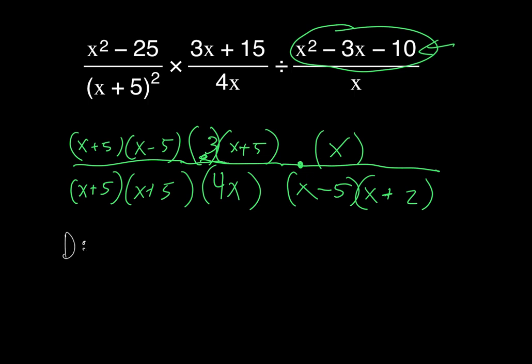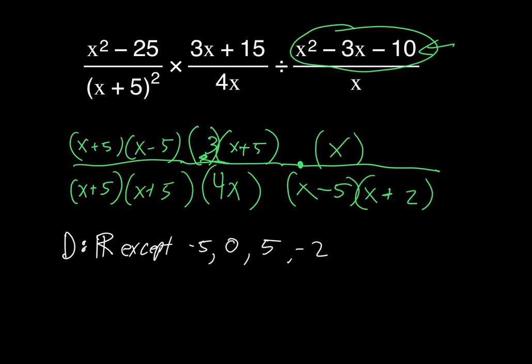When I look at this, all real numbers except, what makes this 0? Positive 5. Negative 5? Yeah, sorry. Except negative 5. What makes this 0? Negative 5. What makes this 0? 0. 4 times 0? What makes this 0? Positive 5. What makes this 0? Negative 2. So it's all real numbers except those 4 values.